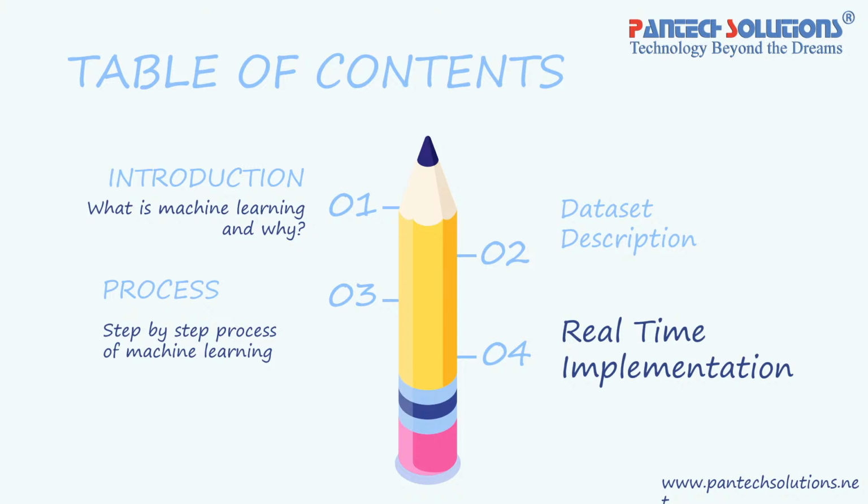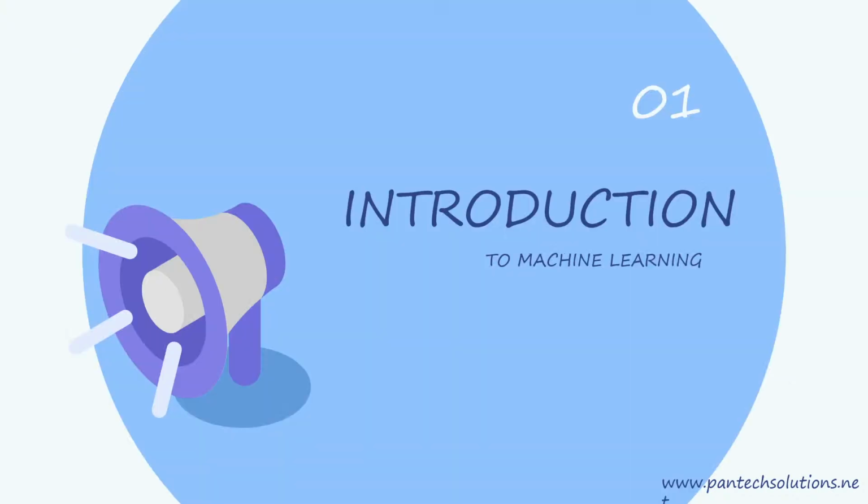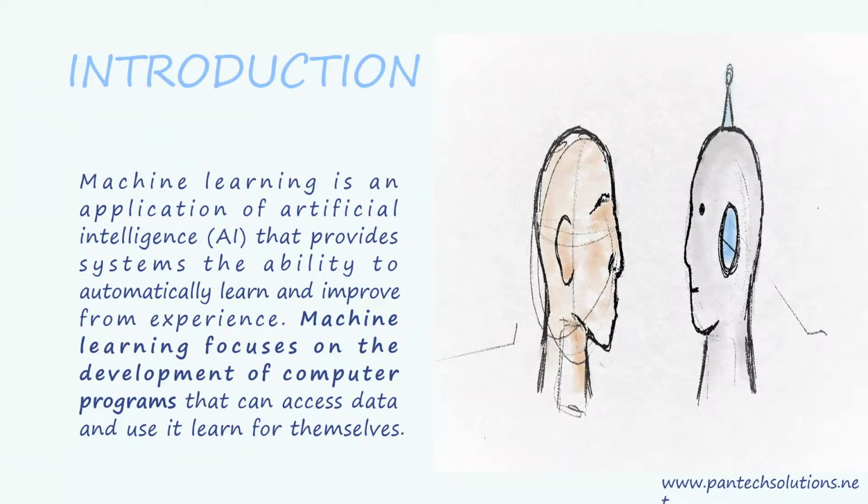First, we will enter into the introduction. The introduction is all about what is machine learning. Machine learning is an application of artificial intelligence, and I hope everybody knows about it if your background is CSE or IT, or if you have learned anything related to machine learning or deep learning. Machine learning is an application of artificial intelligence that provides systems the ability to automatically learn and improve from experience. So, automatically learn and improve from the experience.